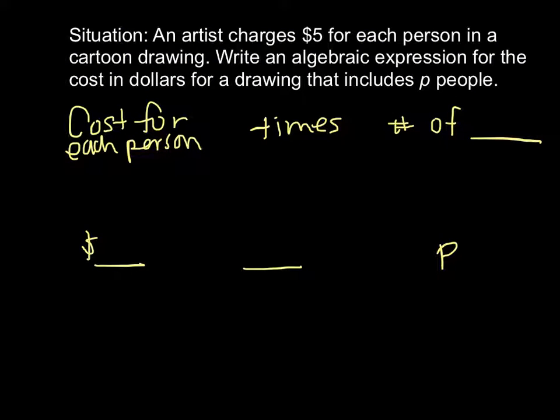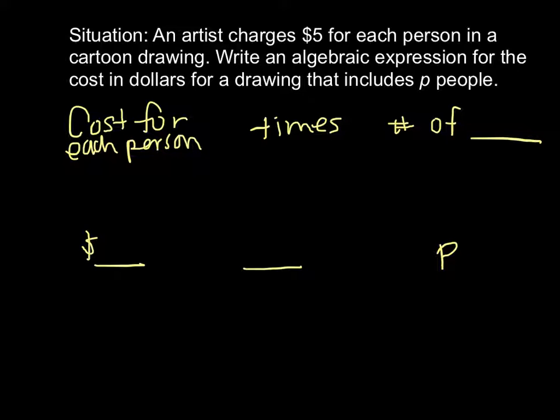Okay, so I told you that we were going to do algebraic expressions with real-world situations. So here's our situation. An artist charges $5 for each person in a cartoon drawing. Write an algebraic expression for the cost in dollars for a drawing that includes P people. This P represents our variable. We already talked about that variable.